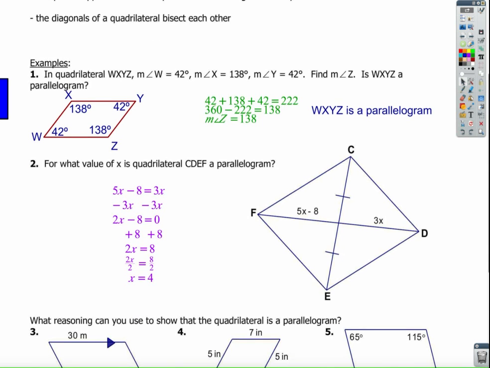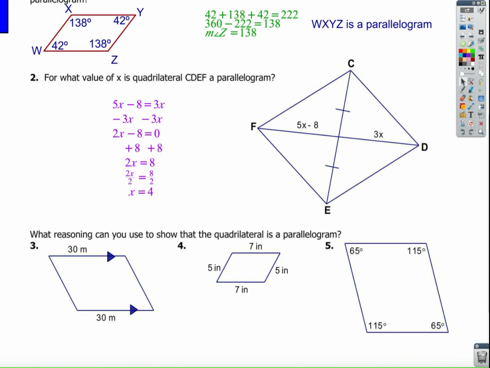Now, using what we've done in the past two examples and what we've talked about parallelograms, go ahead and determine what reasoning you can use to show that these are parallelograms. Look at each picture in 3, 4, and 5 and determine whether they are parallelograms. In class, we'll take a look at these examples and continue practicing.